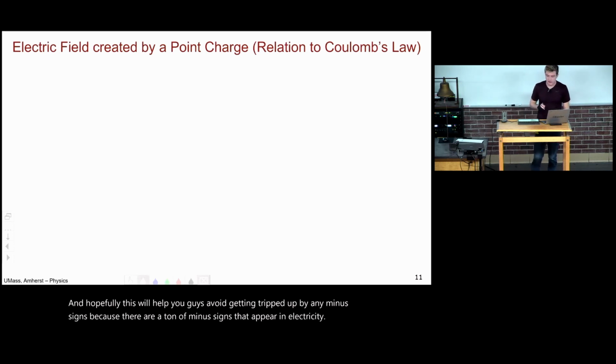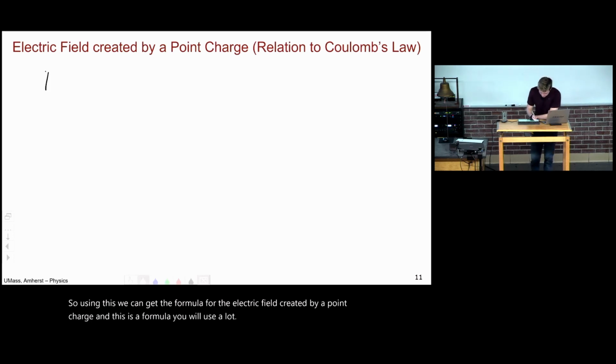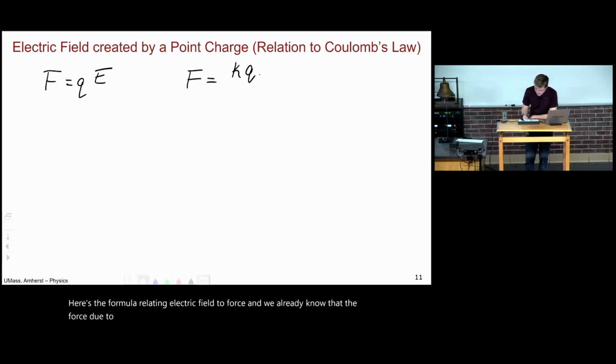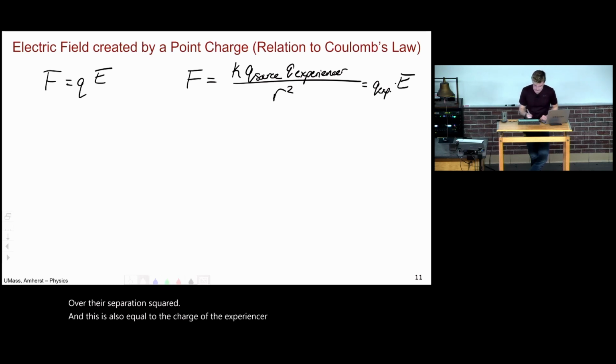Okay, so using this, we can get the formula for the electric field created by a point charge. And this is a formula you will use a lot. So here's the formula relating electric field to force. And we already know that the force due to a point charge is K times the two charges involved over their separation squared. Okay? And this is also equal to the charge of the experiencer times the electric field from this equation on the left.